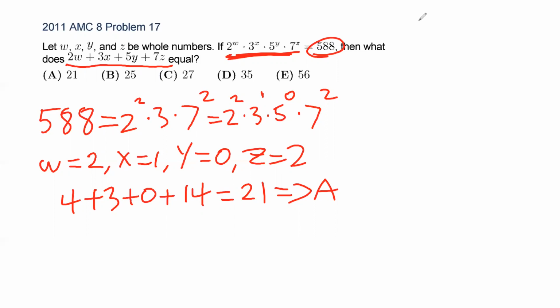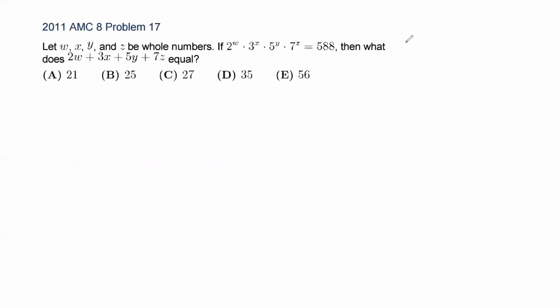Okay, so let's move on. Okay, so next question here. How many positive factors does 23,232 have?